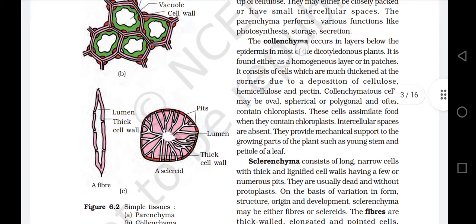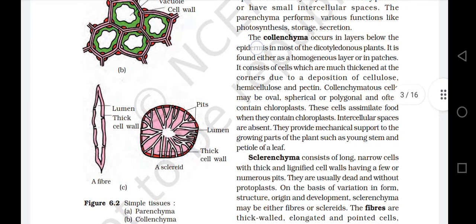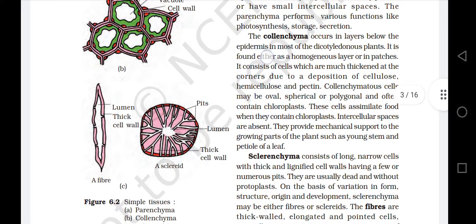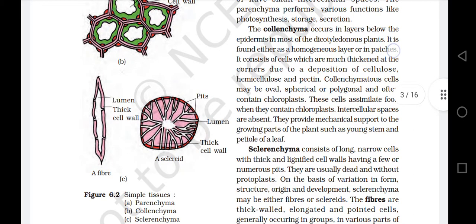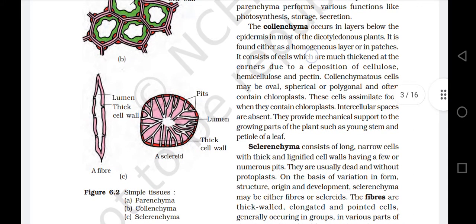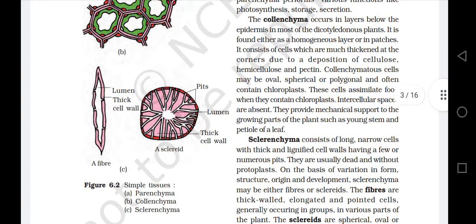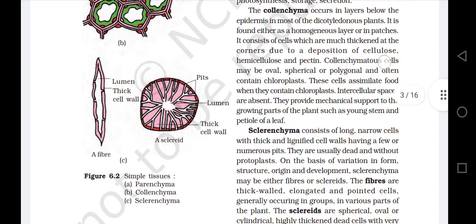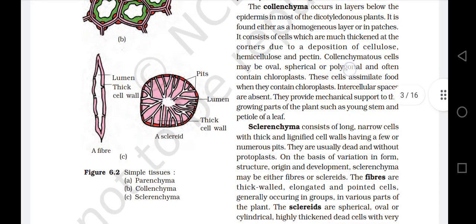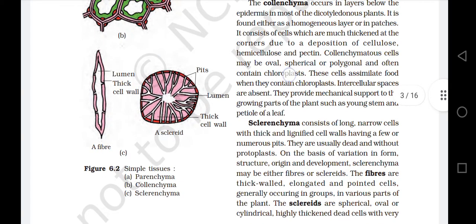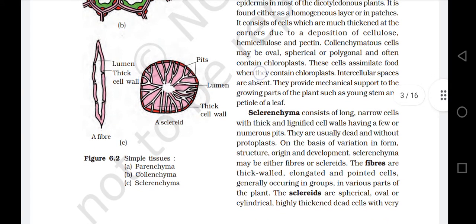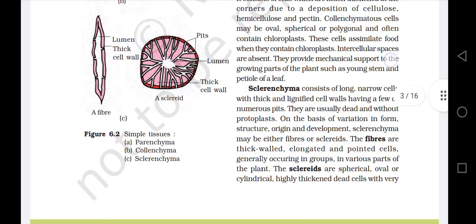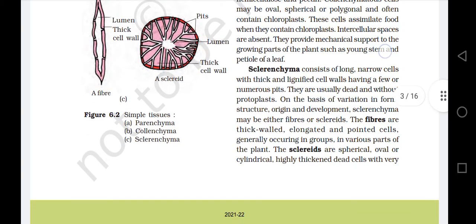The collenchyma occurs in layers below the epidermis. In most of the dicotyledonous plants, it is found either as a homogeneous layer or in patches. It consists of cells which are much thickened at the corners due to the deposition of cellulose, hemicellulose, and pectin. Collenchymatous cells may be oval, spherical, or polygonal and often contain chloroplasts. These cells assimilate food when they contain chloroplasts. Intercellular spaces are absent. They provide mechanical support to the growing parts of the plant, such as young stem and petiole of leaf.